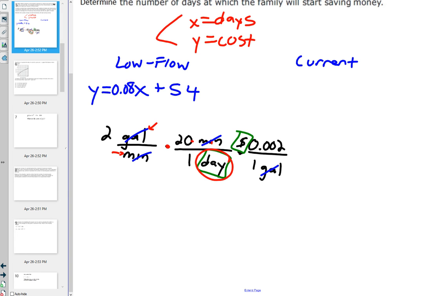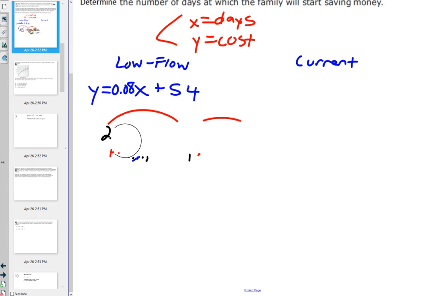So I took care of the day part. Now I've got to take care of the dollar part. Gallons started on the top, so in order to get it to cancel, I need to put gallons on the bottom. Now, what is equivalent to 1 gallon in dollars? How many dollars are you spending on gallons? Well, that .002. So now all I have to do is multiply. This is just for the units to cancel. On the bottom, I just have 1 times 1 times 1, which is 1. I don't have a denominator. On the top, it's 2 times 20 times .002. Whatever that number is, it's going to represent dollars per day.